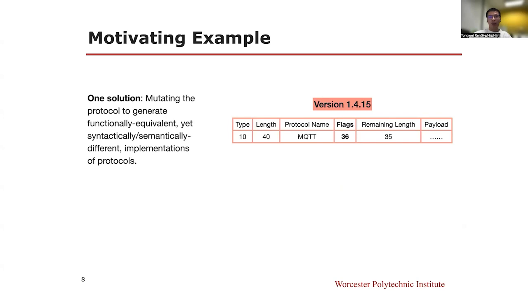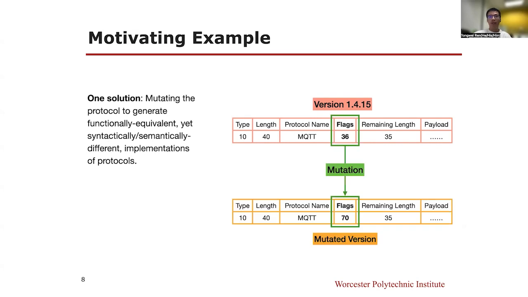One solution is to mutate the protocol to generate functionally equivalent yet syntactically or semantically different implementations of protocols. For example, we mutate the flags field in the packet generated by the weak version of Mosquitto, changing it from 36 to a new value, 70. To be clear, this mutation will only change the syntactic format of messages. Both the client and the server will handle such changes accordingly to ensure the consistency and correctness of this field's functionality. So by doing this, the original software has been changed, and so has the attack surface.